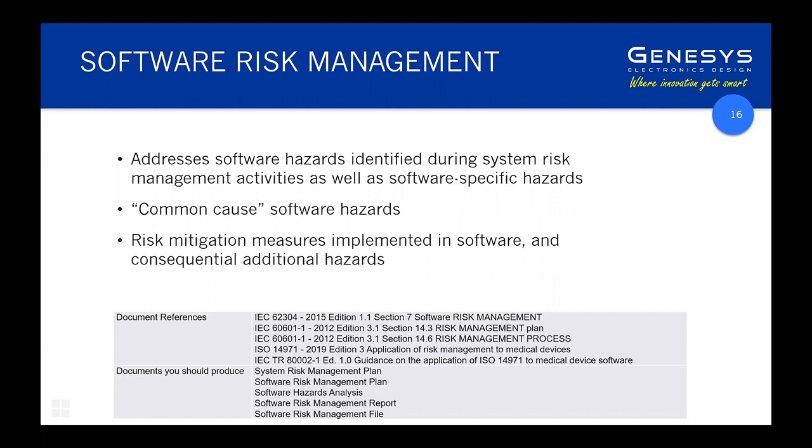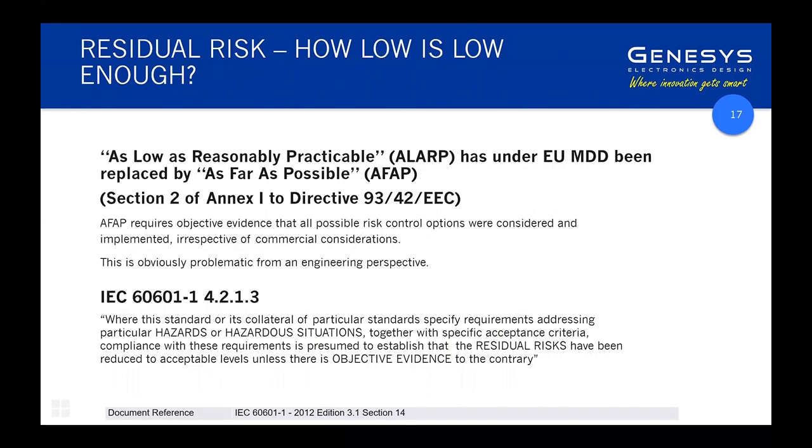And I'll talk in a future slide about another very important aspect of risk mitigation. And this is "as low as reasonably practical" versus "as far as possible" that's come into the EU MDD. Now, as an engineer, reducing risk as far as possible, do I have a dual redundant microcontroller or a triple redundant microcontroller or a quad redundant microcontroller or 78 microcontrollers all providing redundancy? At what point does the risk reduce? So it becomes a bit nonsensical, this as far as possible.